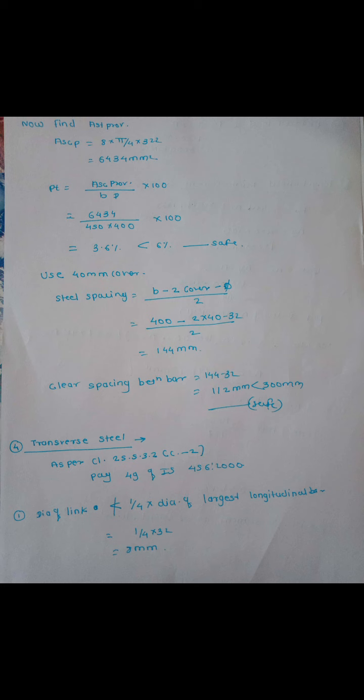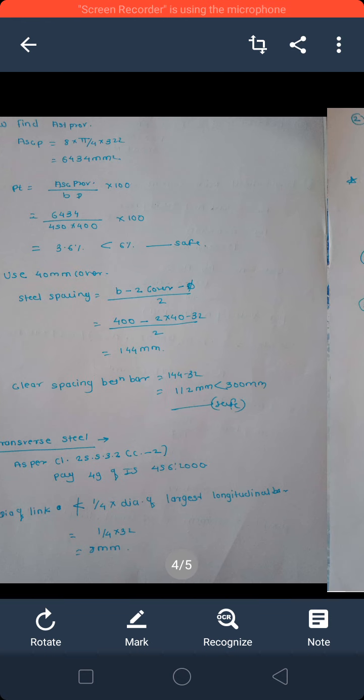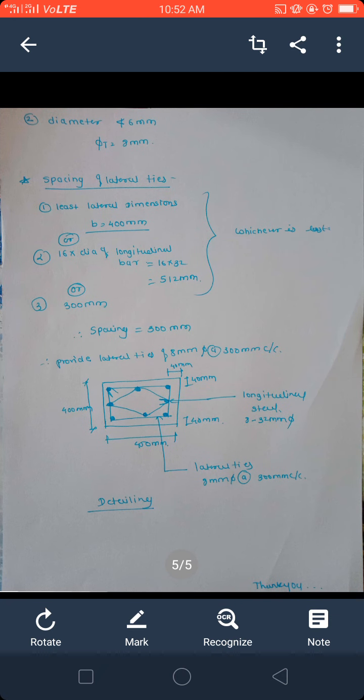Next step is to find out spacing of lateral ties. So there are three conditions. Condition number 1 is least lateral dimension, that is b equal to 400. Second condition is 16 times diameter of longitudinal bar. Third condition is 300 mm. Choose whichever is smaller. Therefore, provide lateral ties of 8 mm diameter bars at 300 mm center to center. And last step is to draw detailing.